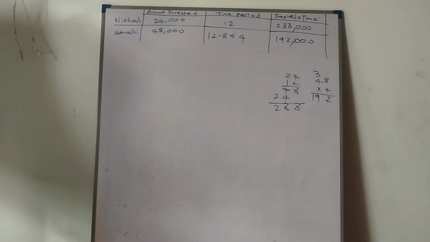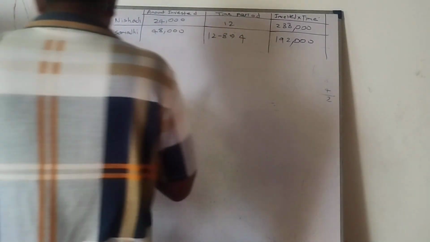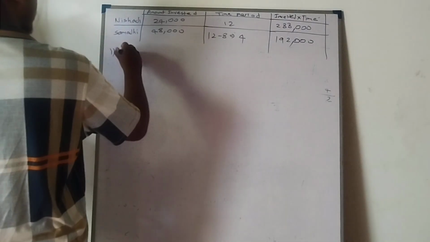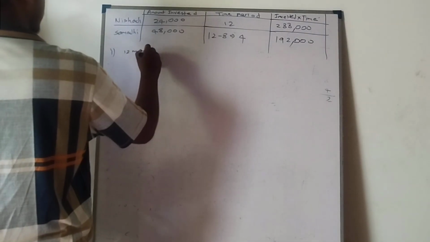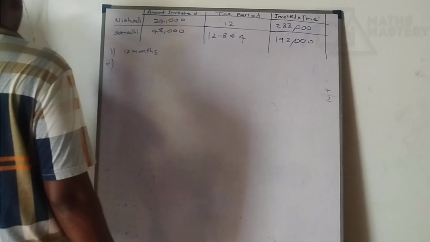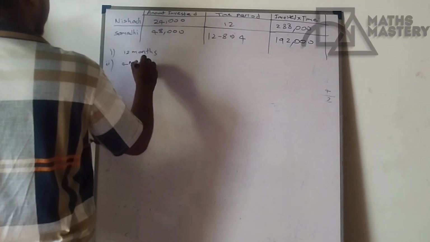Now let's go to the questions that they are asking. Roman number 1, what is the time that Nishadi invested her money? The answer is already in this table, which is 12 months. Roman number 2, they are asking what is the time that Samadhi invested her money? It is 4 months. That is done.